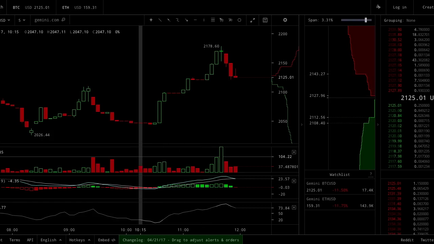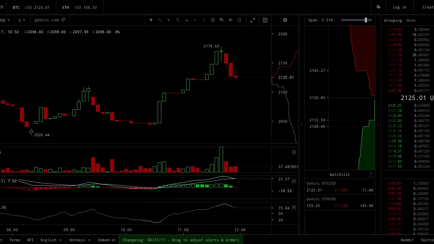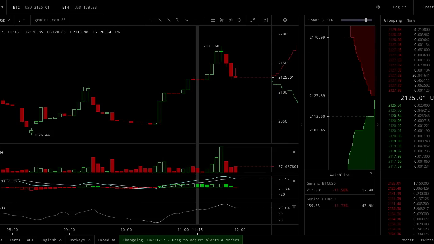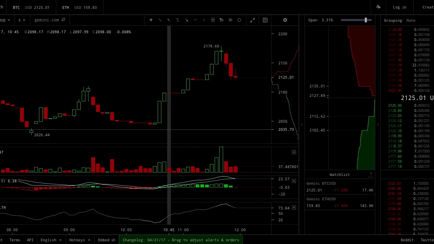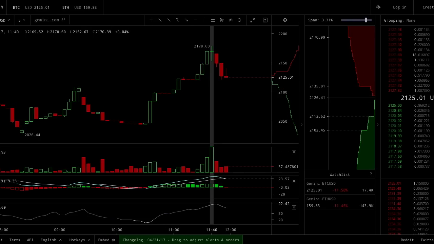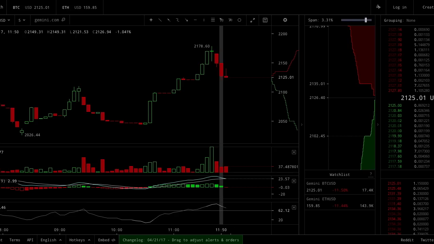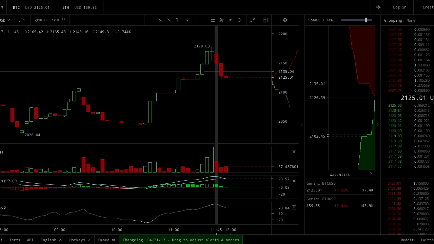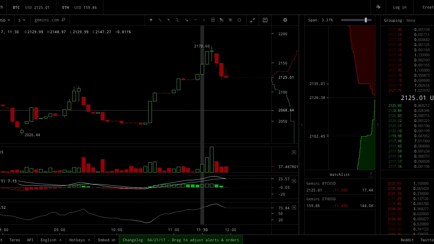Again, hollow bars show gaining momentum. Filled bars show loss of momentum. So your exit would likely be here or here, one of these two, when you see MFI overbought and you see that you have a filled MACD bar.